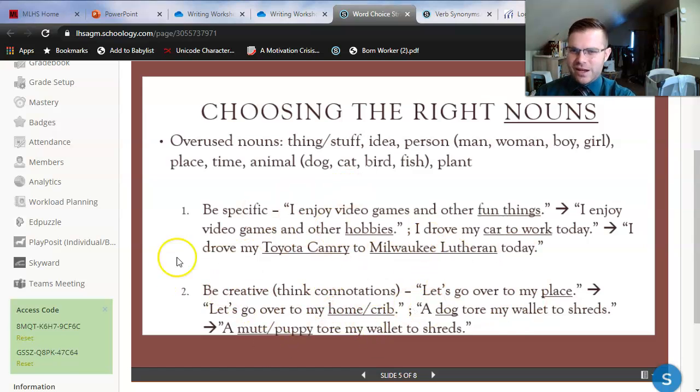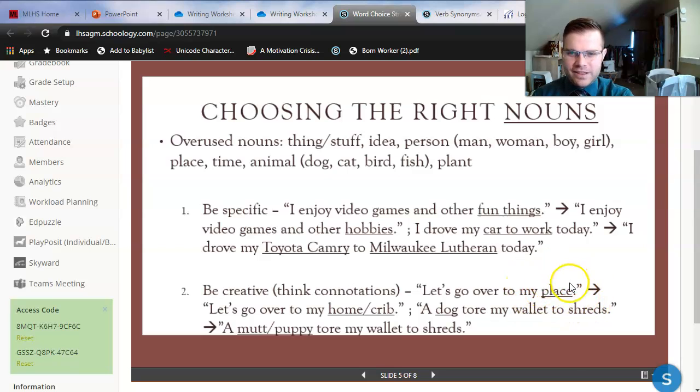Another route to take with nouns is to be creative, and here's where you can play with connotations. I know you guys learned a lot about connotations in English 1. I'm hoping you guys followed up with them in English 2 as well. Connotations are how you attach a positive or a negative meaning to something as well. So when you use creative synonyms for a noun, you can kind of sway what direction you want that to go emotionally.